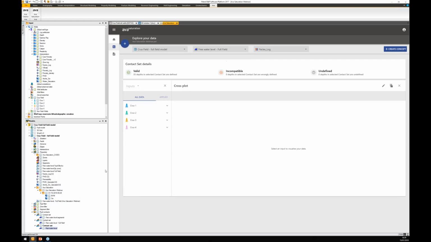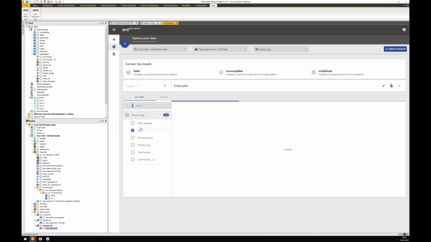And just click on full field contact. So we can now do the height above free water level calculations, should we want to, because we now know the depth of our free water level. So I just whack on some data in there and throw on the SW.